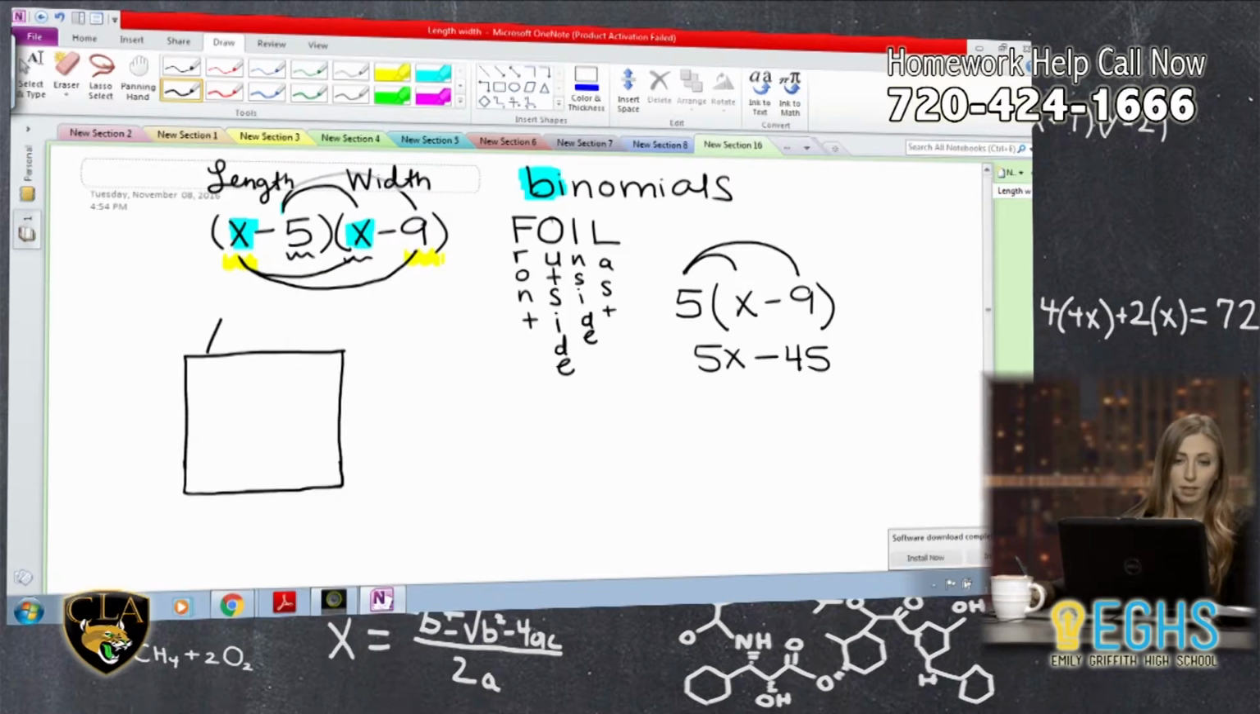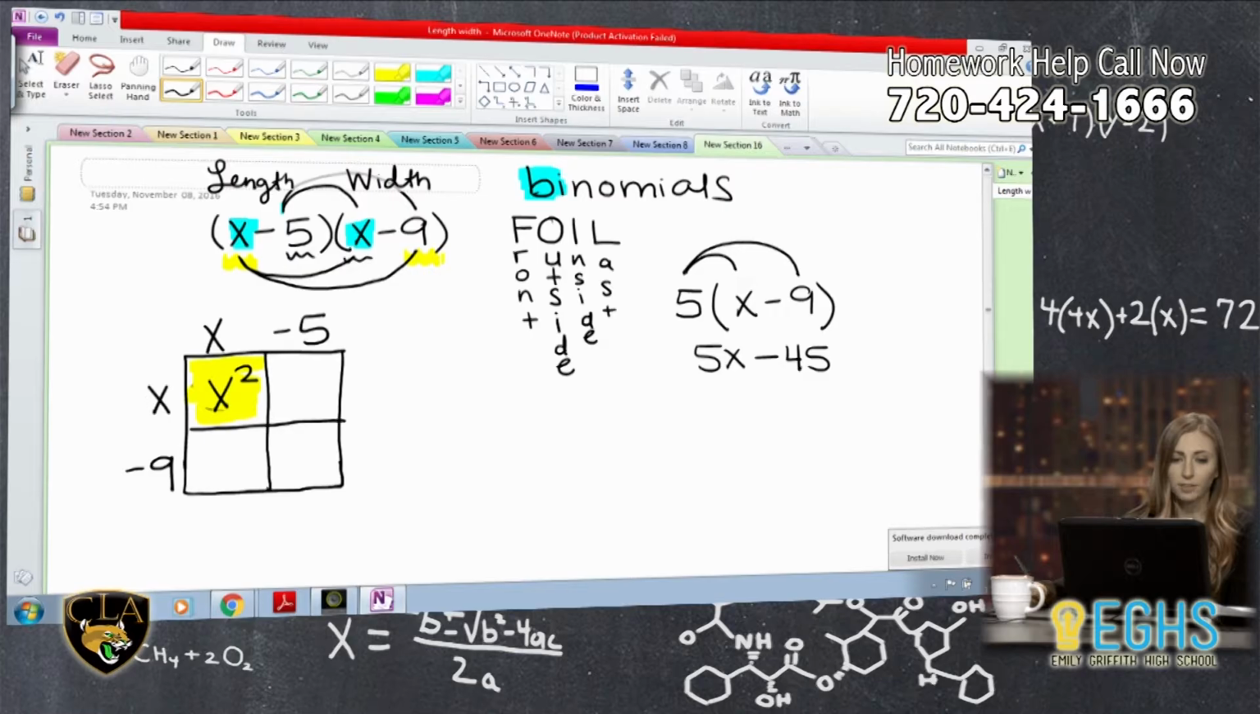So I could set up my length as x minus 5, and my width as x minus 9. And what might make my life a little bit easier is if I split these up: x and negative 5 separately, and x and negative 9 separately. Then I only have one thing to multiply together at a time. So I do x times x to find the area of this first part here. And if we were doing FOIL, that would be the front part, our x times x. So that gives us x squared.